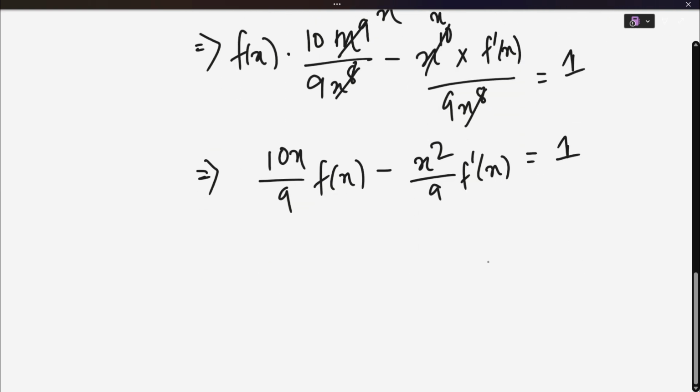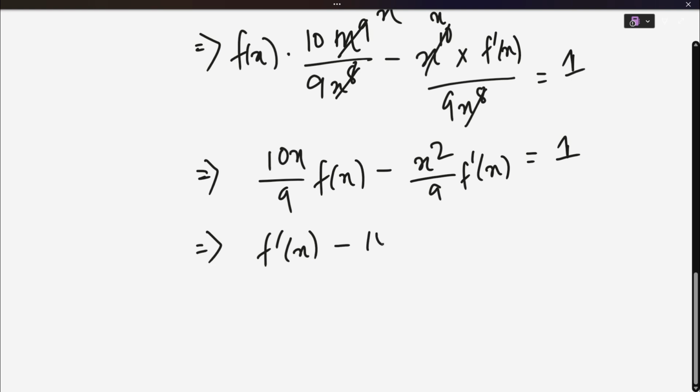Okay, now we want to make the leading coefficient of f dash x as 1, so that we have it in a linear differential equation format, because you can see it's a linear differential equation and we would need an integrating factor to easily solve it. So we multiply both sides by minus 9 by x square, the reciprocal of this basically, so that it becomes 1. So obviously this becomes 1, that coefficient of f dash x.